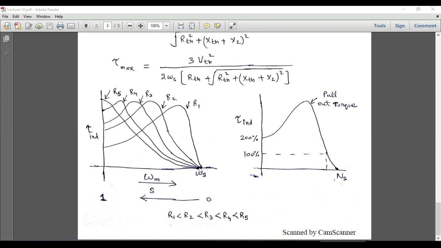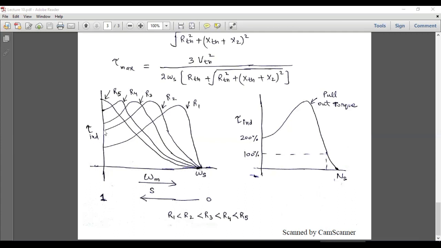Secondly, when omega m is equal to omega s, there is no relative difference between the speed of the rotor and the synchronous speed. We can say the rotor is running at the same speed as the magnetic field, and there is no relative motion between the rotor and the magnetic field. So there will be no induced emf, there will be no current, and there will be no torque. That's why when we have zero slip, the torque will be equal to zero.